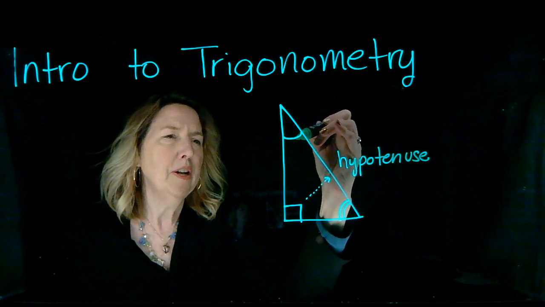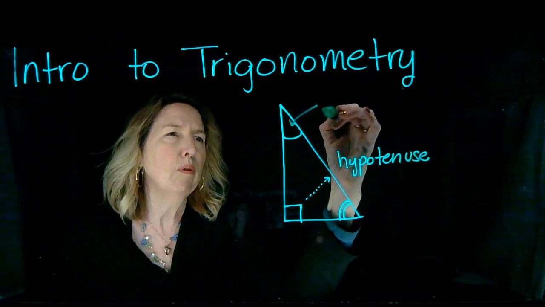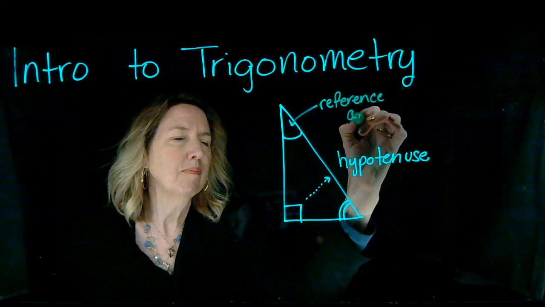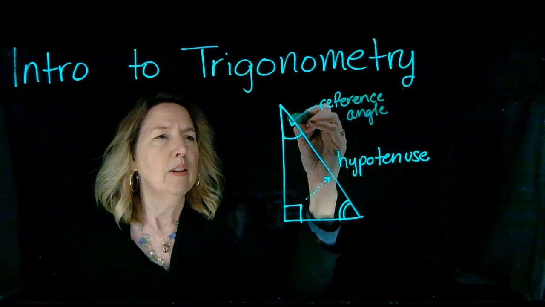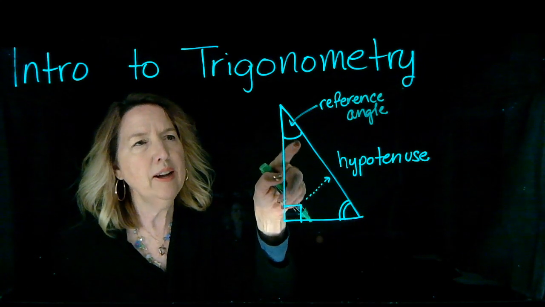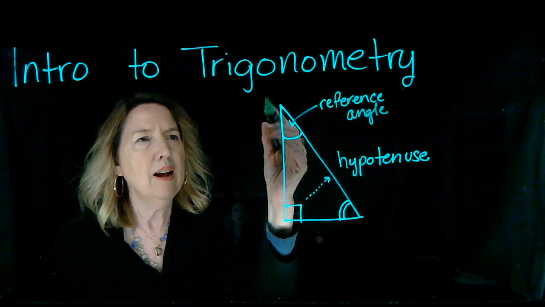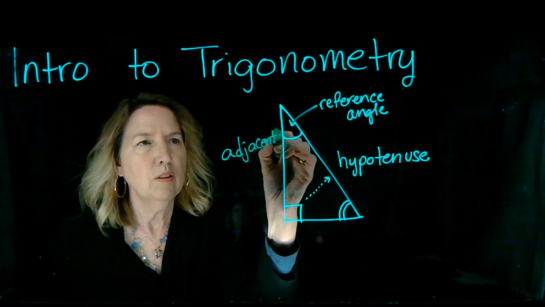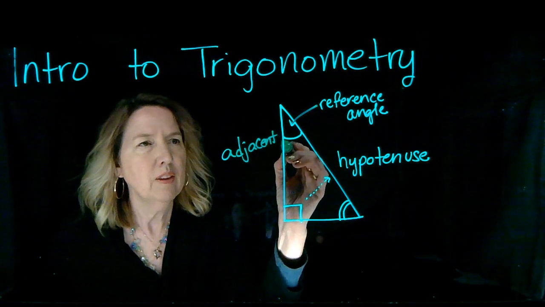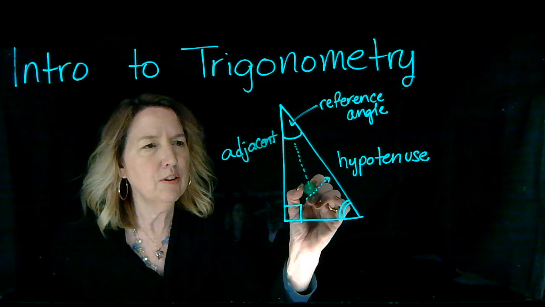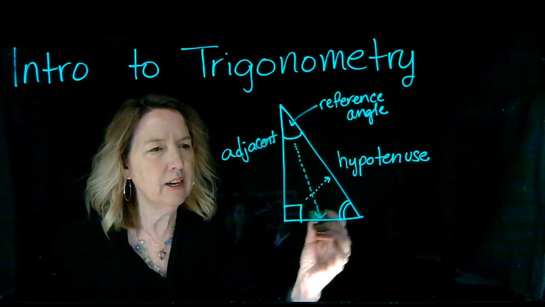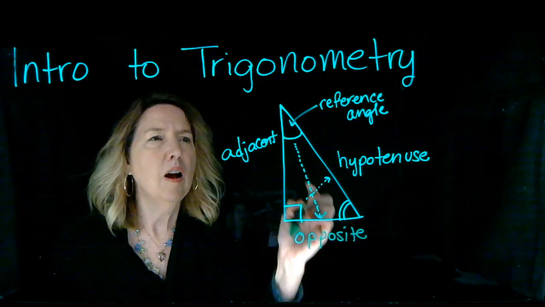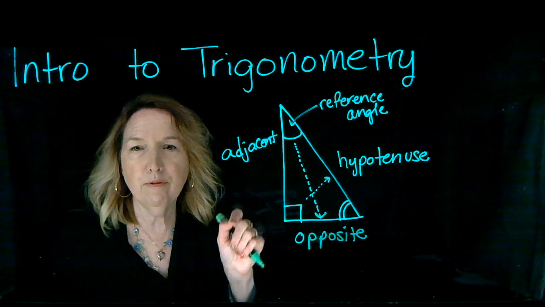This angle over here, let's call this the reference angle, the angle of reference. This angle, I can label this leg as an adjacent side, which just means next to it. And so all the way across the triangle, this leg now is opposite. Opposite what? Opposite this angle of reference.